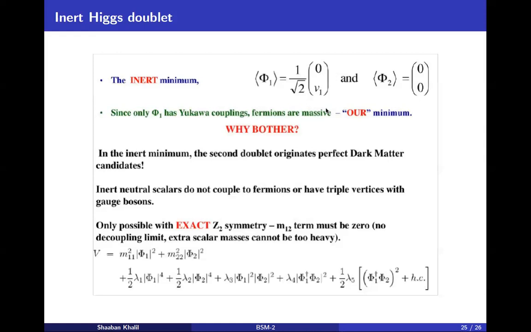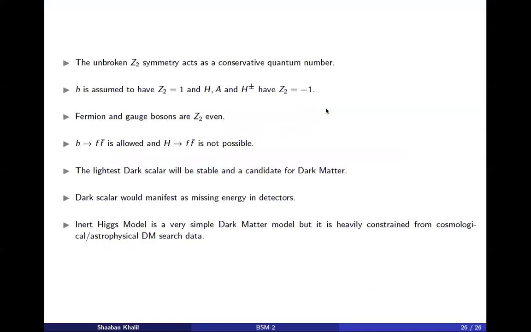Now I don't know if I have slides or not, to show you how the CP even of this φ2 could be stable and could be dark matter.